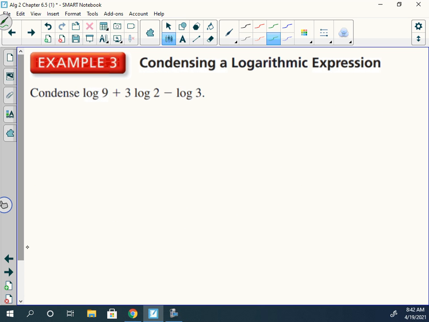So we want to condense this here. Now the only way that we can condense multiple terms is if their bases are all the same. If we have different bases, we're not able to combine them or use any of these properties here. But for this one here, we have 3 common logs. All the bases are 10, so we can combine them how we want.